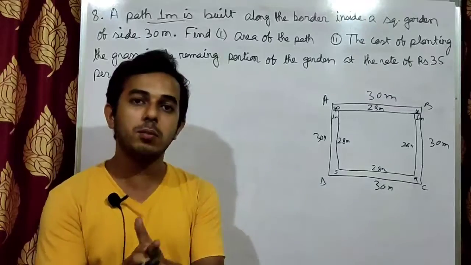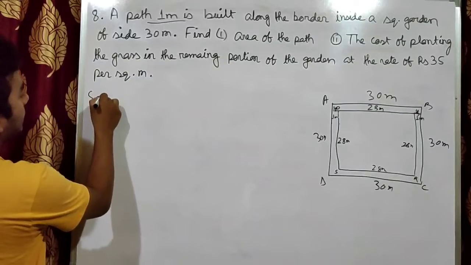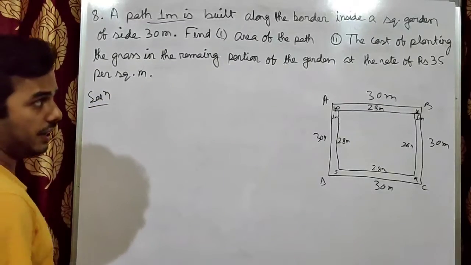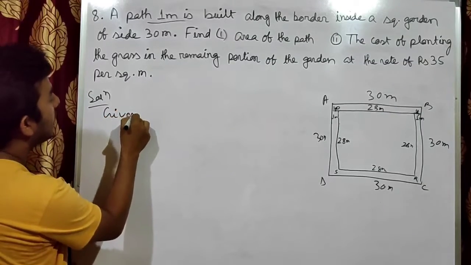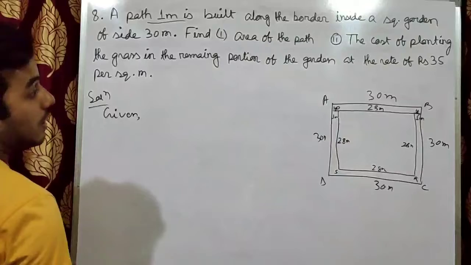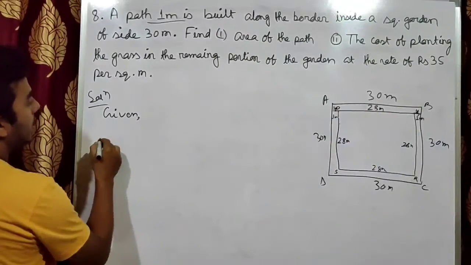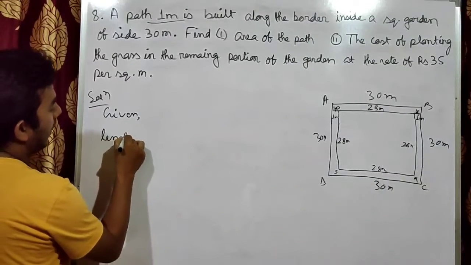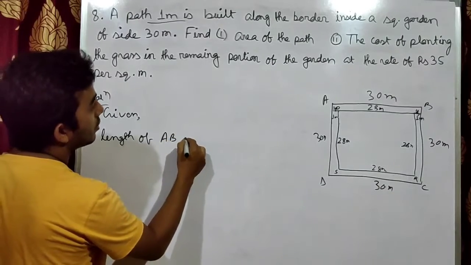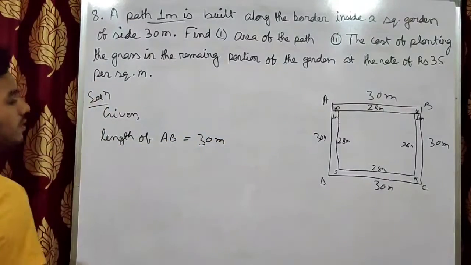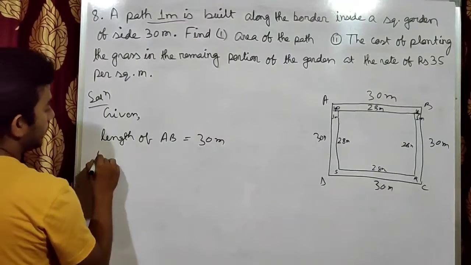Now if we find the area of both the squares, let us find. So first of all we will write the solution, then the area. Okay, we have to write the information given in the equation, right? So given, length of the square garden ABCD, length of AB equals how much? 30 meters, right? Length of AB is 30 meters and the width of the path is 1 meter.